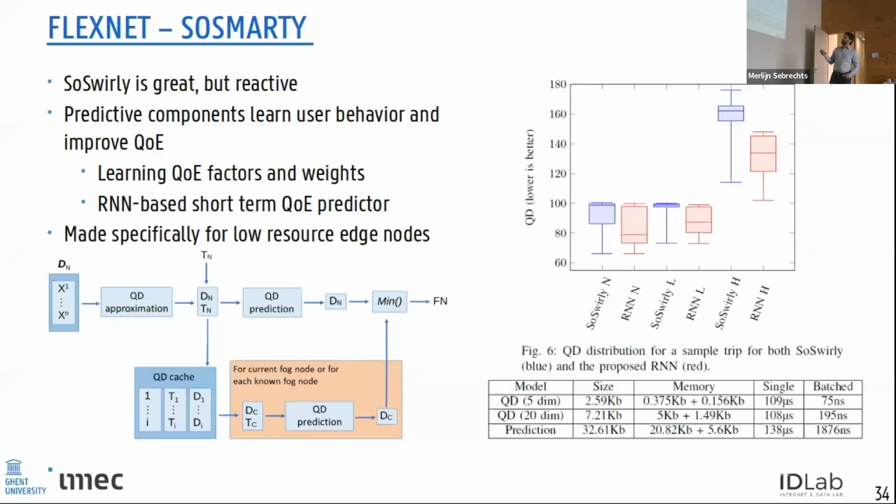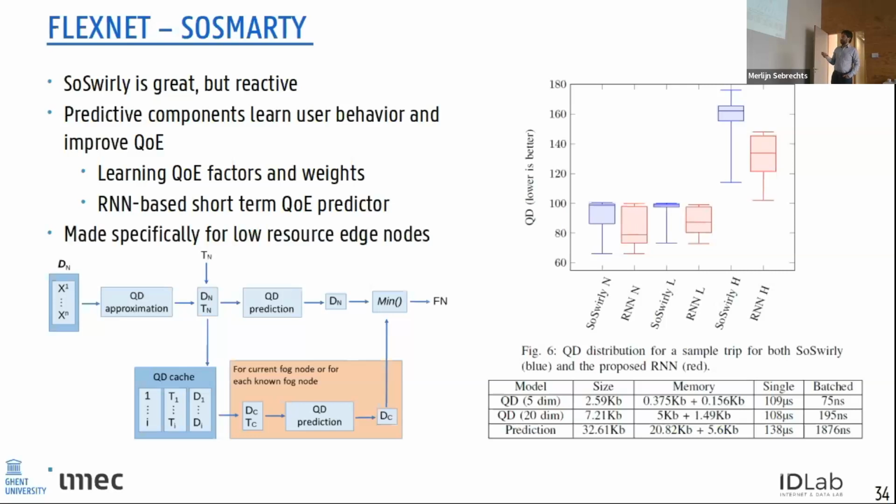So basically, there's two parts to it. The one part learns QoE factors, or rather which dimensions of user behavior, surface behavior, and device properties are important for quality of experience, and how they should be weighted. And the second part actually predicts quality of experience in the short term, which is up to minutes, for individual devices and services.